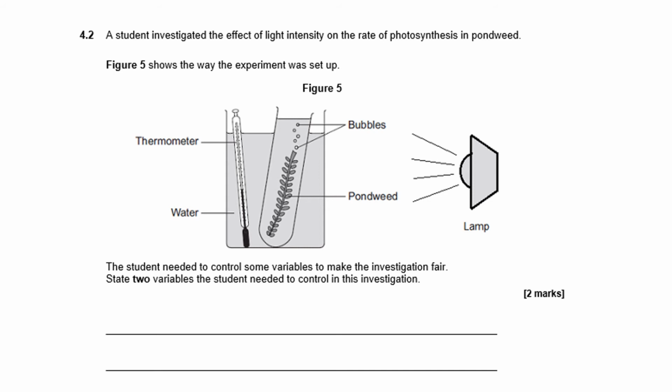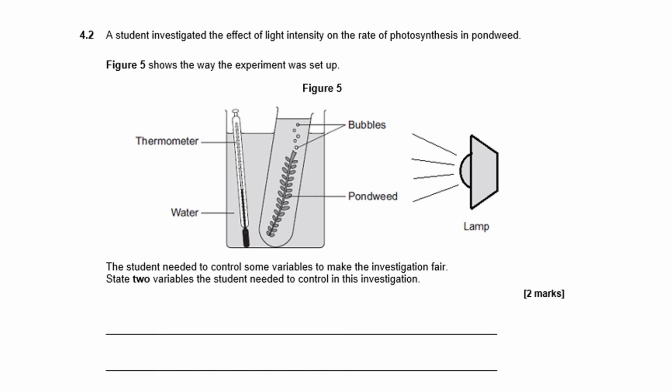4.2. A student investigated the effect of light intensity on the rate of photosynthesis in pondweed. Figure 5 shows the way the experiment was set up. So it's very, very similar to the one that we watched on the video in one of the lessons in lockdown, but there are some differences, such as the beaker of water and the thermometer. The student needed to control some variables to make this investigation fair. State 2 variables the student needed to control in this investigation.